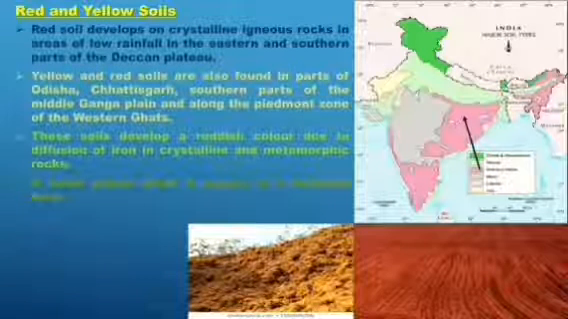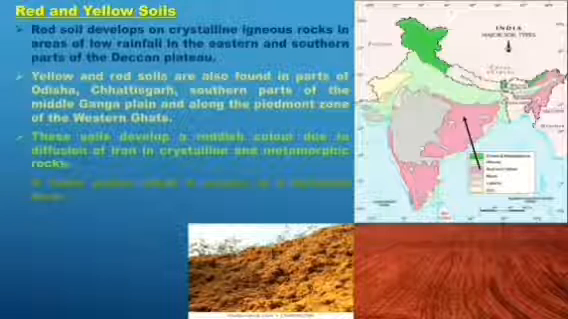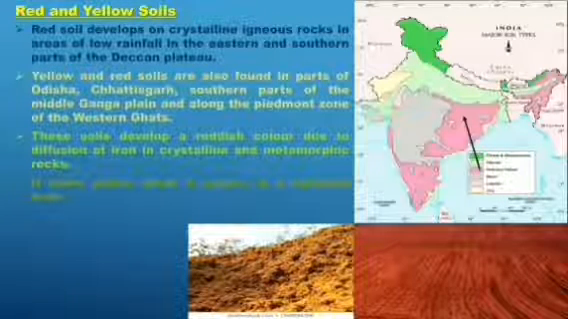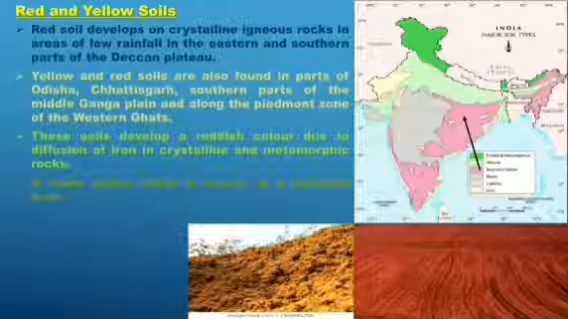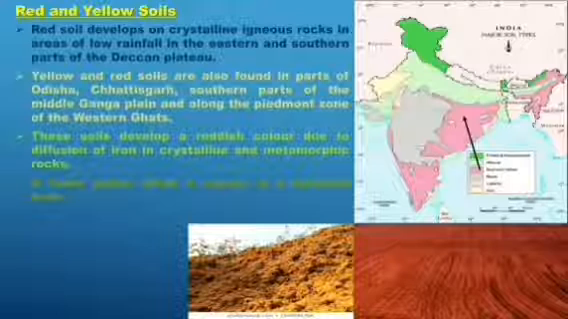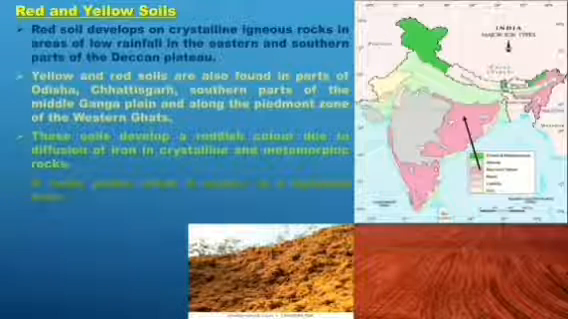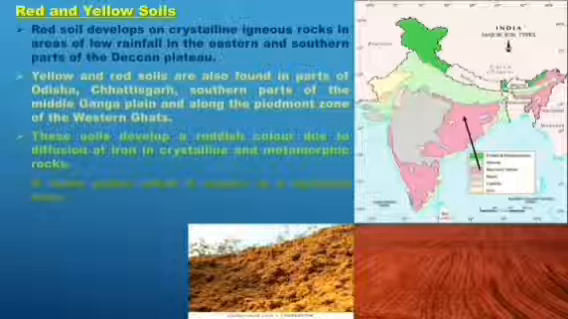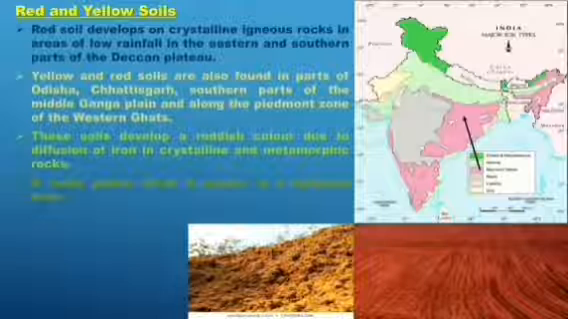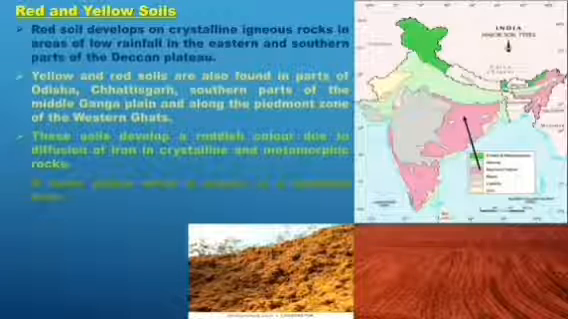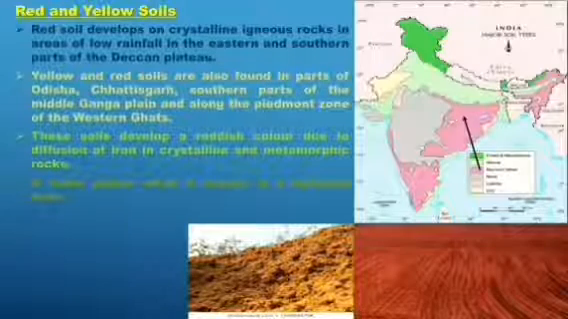These soils develop a reddish color due to the diffusion of iron in crystalline and metamorphic rocks. It looks yellow when it occurs in a hydrated form. I already told you that when this iron reacts with water, that is the hydrated form. Hydrated form means when iron reacts with water, ferric hydroxide is formed. That is why it attains yellowish color.